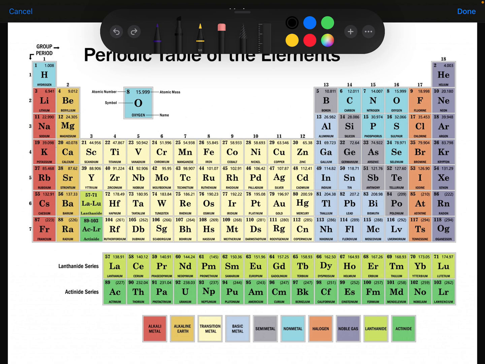Now, between group 3 and group 12, this entire section is known as the transition metals. Within the transition metals, as you can see, there's an expanded region right here, the lanthanide and the actinide series. These are known as the inner transition metals. Transition metals generally have very similar properties. They're all metals, except these inner transition metals are also radioactive in addition to being normal transition metals.